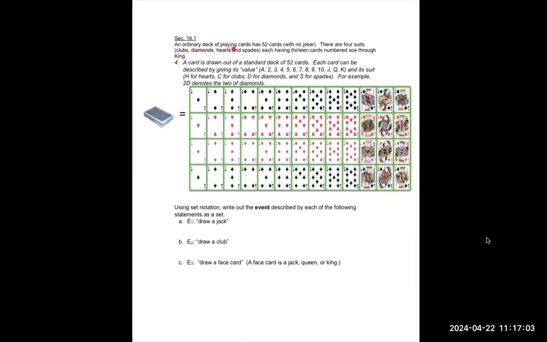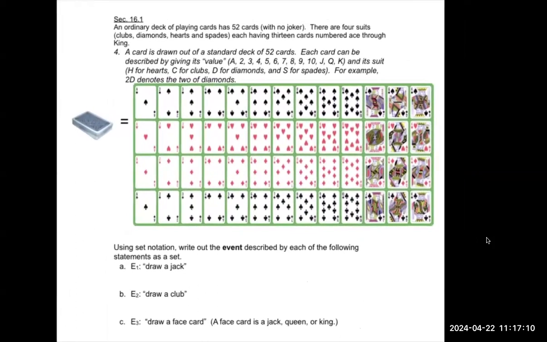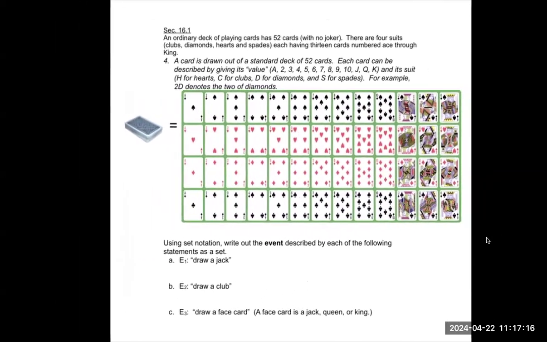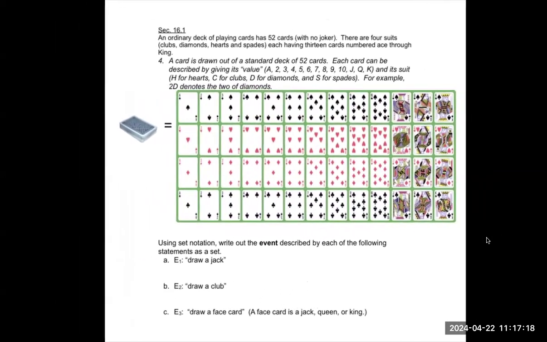An ordinary deck of playing cards looks like what we see below here. Maybe I can even try to get it as big as possible. An ordinary deck has 52 cards, no jokers included. Usually they come with jokers, but most games don't use jokers. So when we're talking about a standard deck of cards, we're usually talking about just the 52 cards without the jokers.